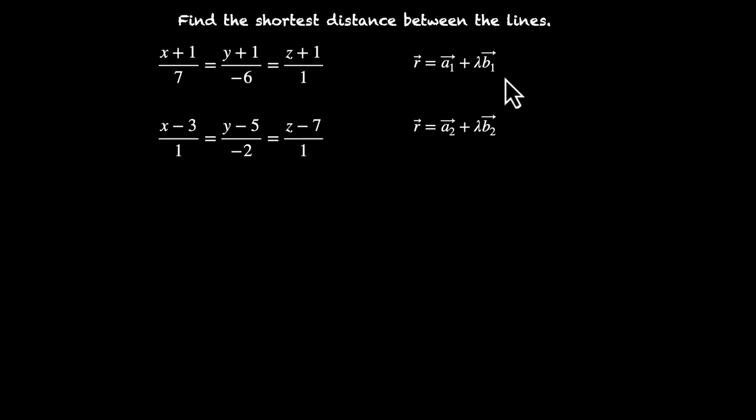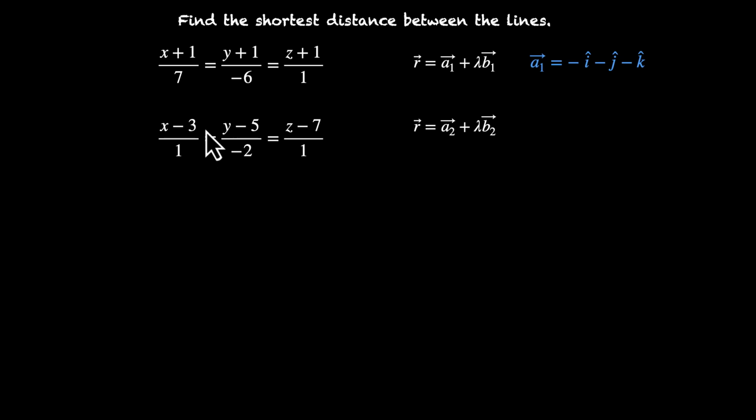Let's find A1, B1, A2, B2 from this Cartesian form. Let's quickly convert. A1 vector will come from the numerator. So in the numerator, we have x minus x1, y minus y1, and z minus z1. This means the point that the line passes through is minus 1, minus 1, minus 1. This makes A1 vector as minus I cap, minus j cap, minus k cap.